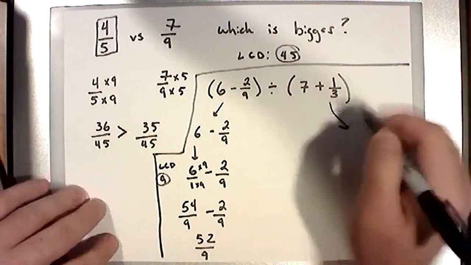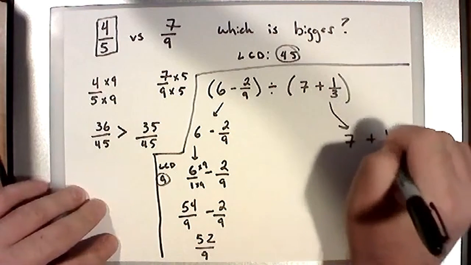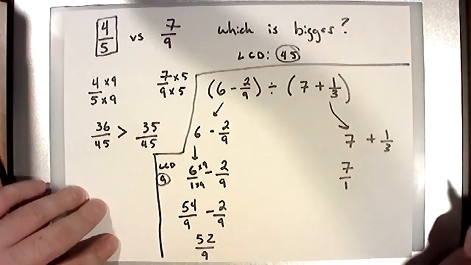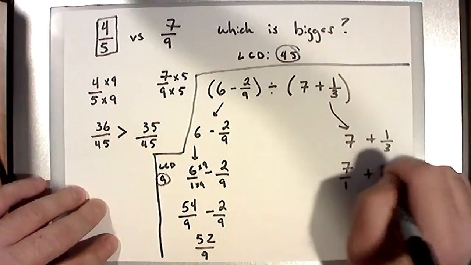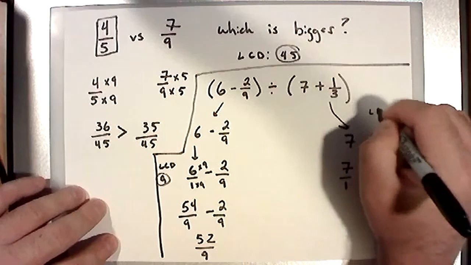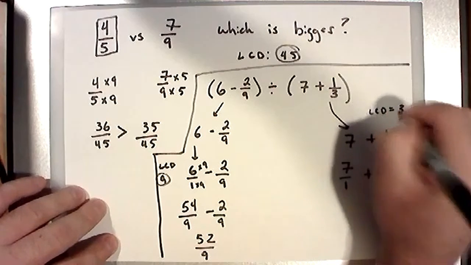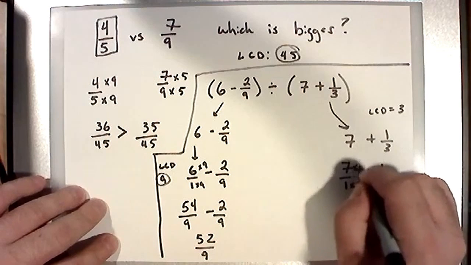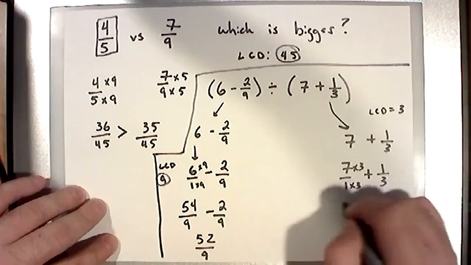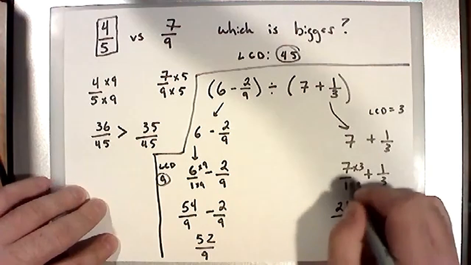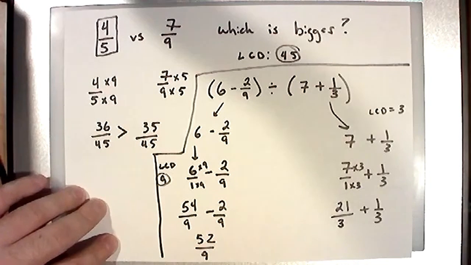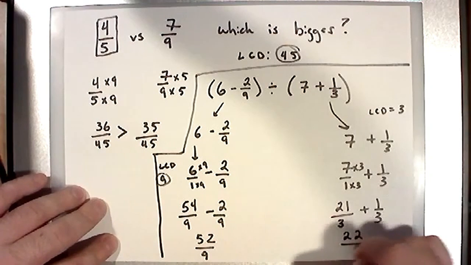The second parenthesis, we have 7 plus 1/3. It's going to be very much the same. We're going to make this 7 over 1, just to make it an improper fraction, plus 1/3. Our least common denominator here would be 3. So fix it on the left side here because the right one's already good. 7 times 3 is 21. Over 1 times 3 is 3. Plus 1/3. 21 over 3 plus 1 over 3 is 22 over 3.